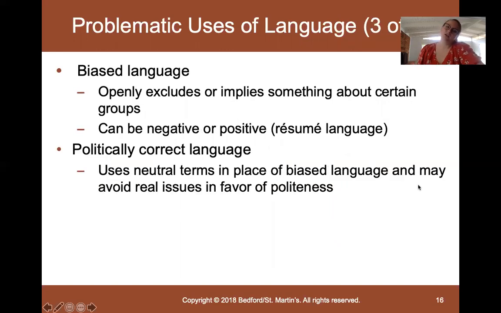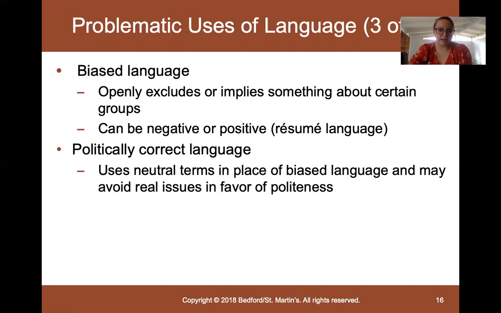Biased language. So biased language openly excludes or implies something about a certain group, right? It can be negative or positive, like resume language. Let's say someone cleaned bathrooms, and the resume says head of sanitation, right? When we think of resume language or biased language when describing things, it's typically something that we try to stay away from, so we can be as upfront about our language as possible, or as objective as opposed to biased as possible. But sometimes that's really difficult for us to do as human beings.